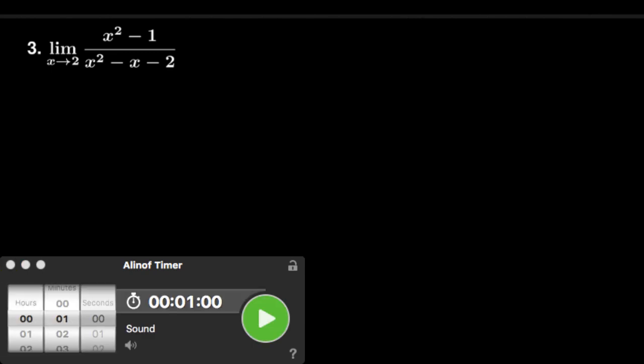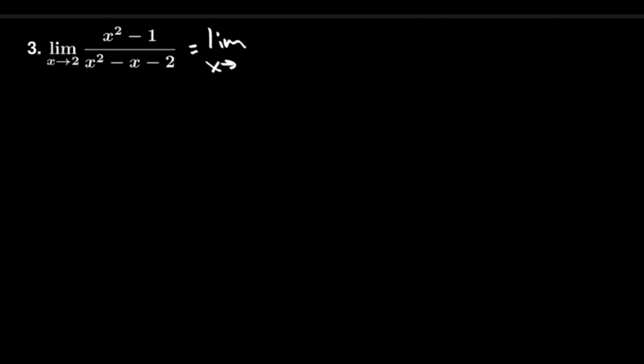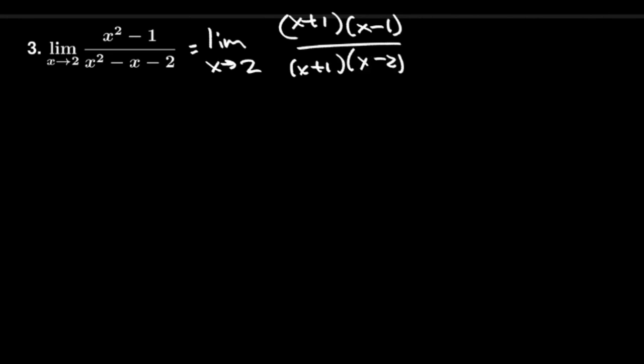Alright, and this is going to be x plus 1 times x minus 2. Alright, so what we got earlier, so let's see what we get then. x plus 1 times x minus 1 over x plus 1 times x minus 2.